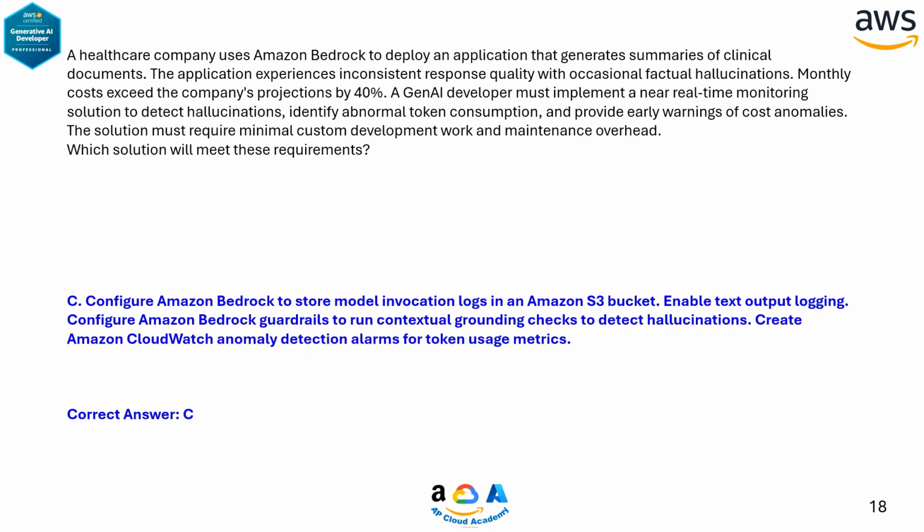Correct answer, C. Configure Amazon Bedrock to store model invocation logs in an Amazon S3 bucket. Enable text output logging. Configure Amazon Bedrock guardrails to run contextual grounding checks to detect hallucinations. Create Amazon CloudWatch anomaly detection alarms for token usage metrics.